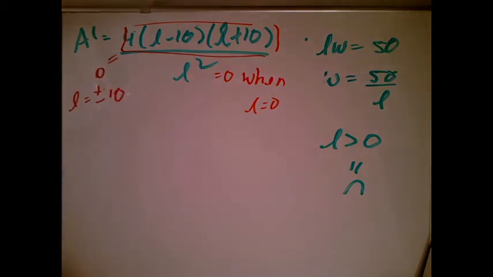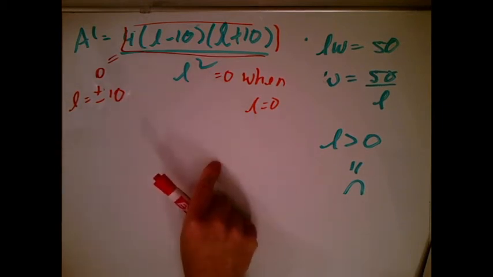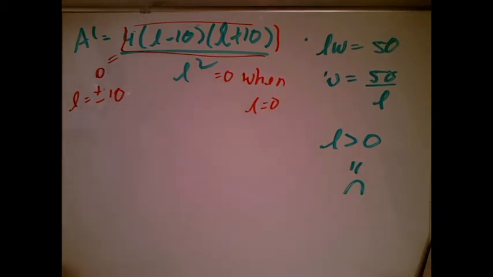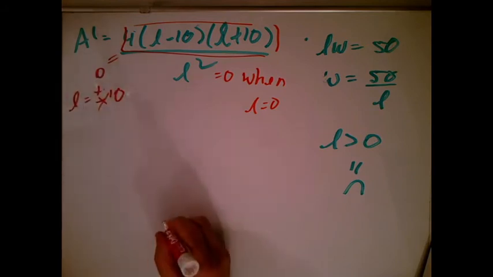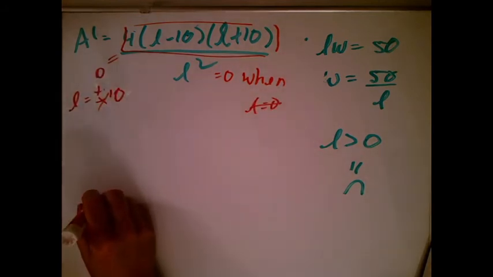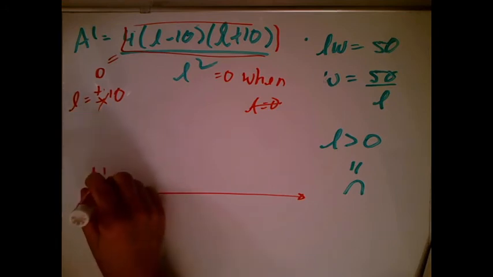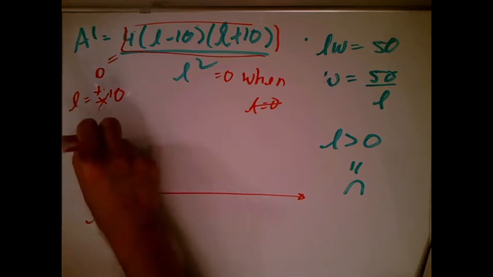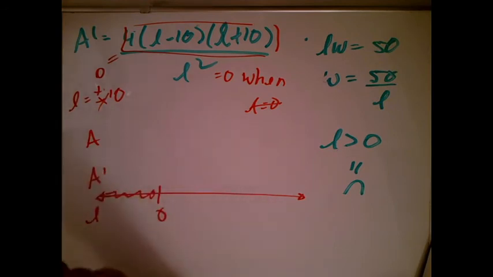So if I start making a number line, it looks to me like I'm going to have 3 different numbers on it. However, we know from the picture that L has to be bigger than 0. So when I start making my number line, we don't have to worry about minus 10. We don't have to worry about 0. So there's only going to be one number on that entire number line. L is going to go like that. A prime is going to go like that. A is going to go like that.